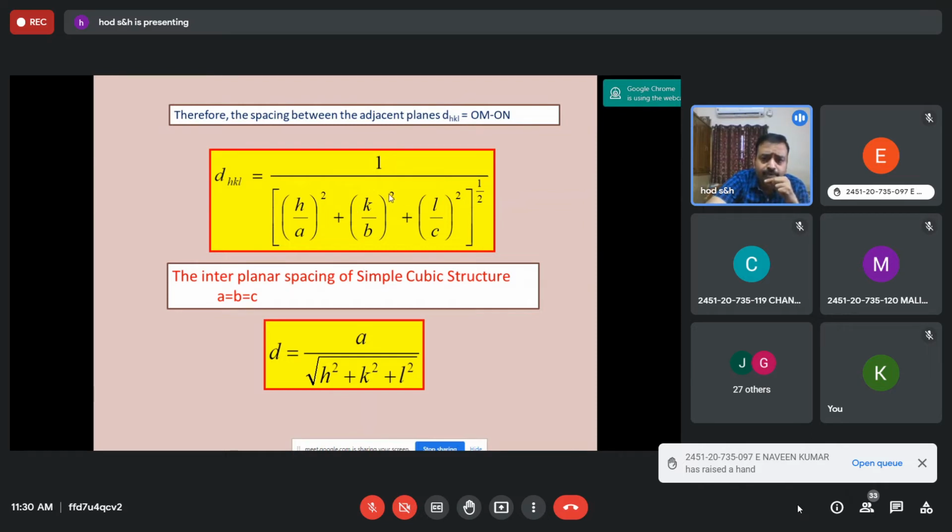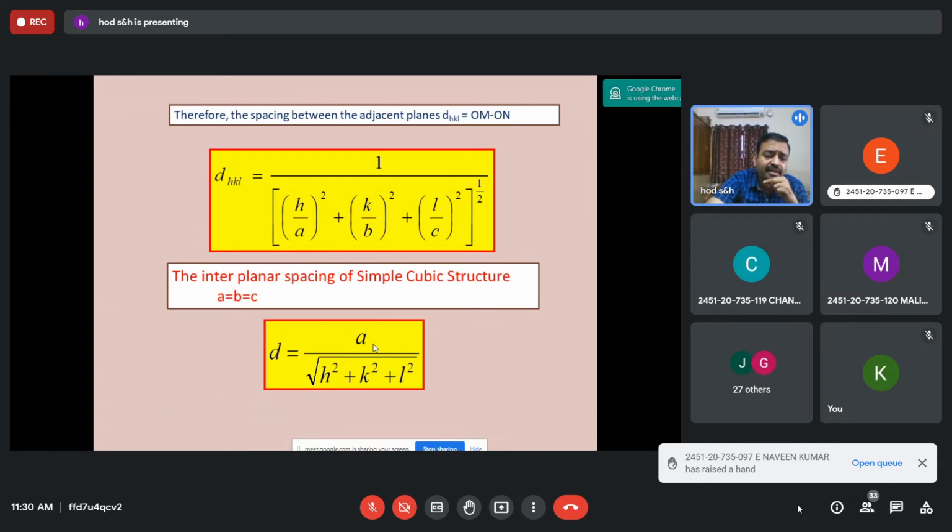If you take a cubic system, a is equal to b is equal to c, so you assume a is equal to b is equal to c, that is equal to a. Then you can write d is equal to a by root of h square plus k square plus l square. So this is the expression for the interplanar spacing, where d is the interplanar spacing, a is the lattice constant, and h, k, l are the Miller indices. So if you identify the Miller indices h, k, l, and if you find the interplanar spacing, then you can calculate a.